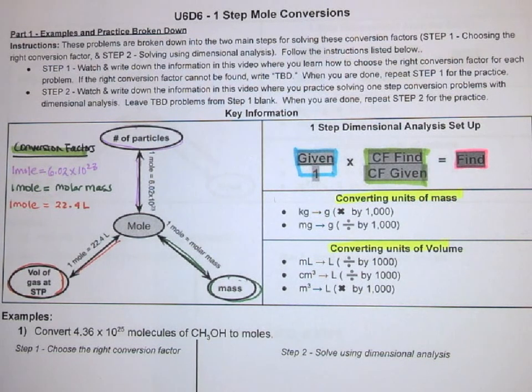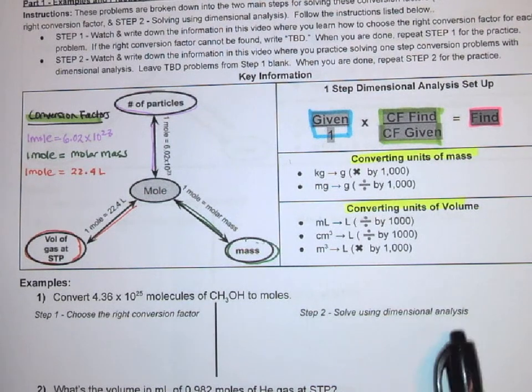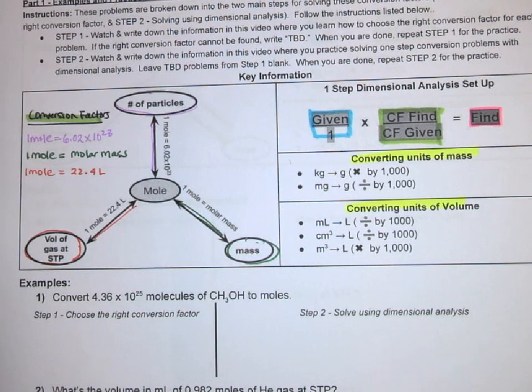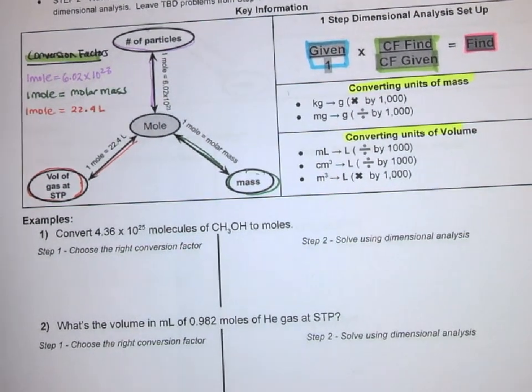Okay, so now that you've read the instructions, for these one-step mole conversion problems, as you know, there are essentially two main steps. The first step is to choose the right conversion factor, and the second step is to solve using dimensional analysis. Because these are very distinct skills, for part one we're going to do the steps separately. For the example problems, we'll do step one, and then there'll be a separate video to show you how to do step two. That way you can practice each skill.